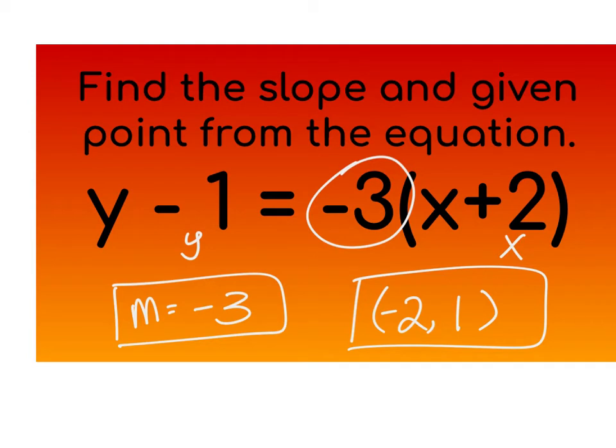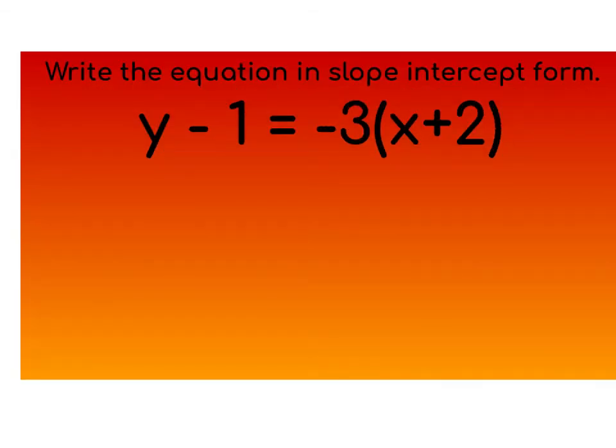So here we're actually going to take it to the next level. We're going to take this equation that's in point slope form and change it to slope intercept form. So we're changing it to y equals mx plus b format. So we have to do a little bit of manipulation here.